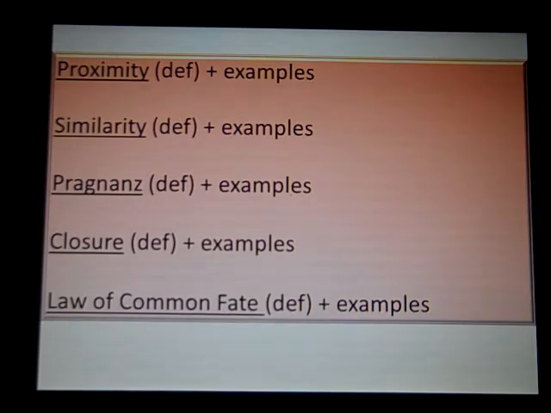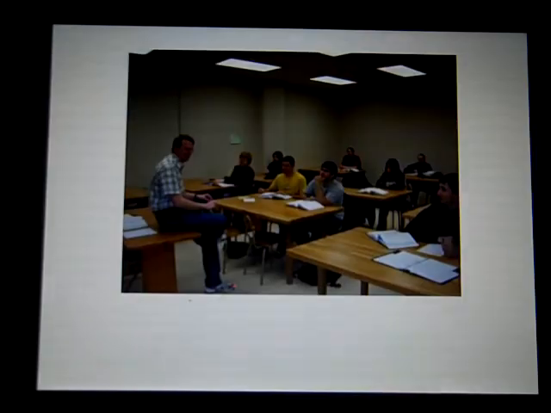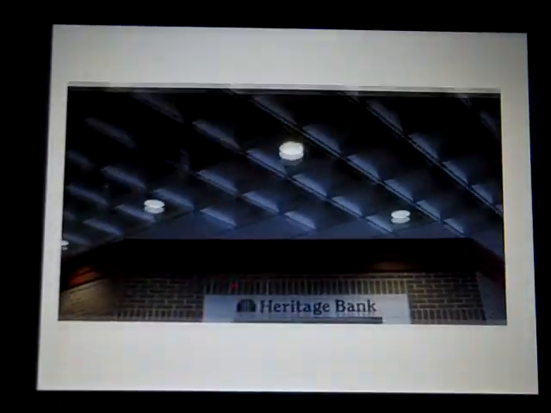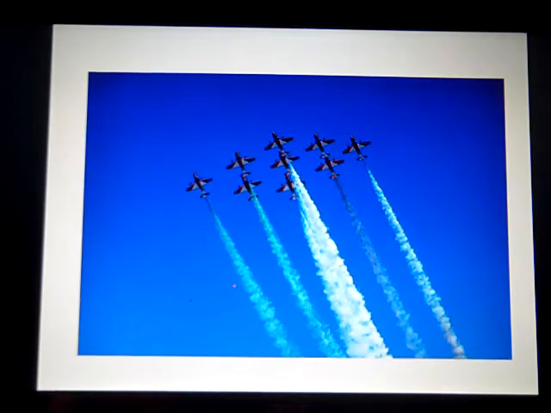And last but not least, we have the law of common fate. The law of common fate simply says that objects that move in the same direction and at the same speed tend to be viewed as one object. Okay? Again, objects that move in the same direction and at the same speed tend to be perceived as one object. If you've ever looked up and you see a flock of birds flying in one direction, you're probably not going to look up and say, well, I see one bird, here's another bird, there's another bird. No, you're going to perceive that as one object.